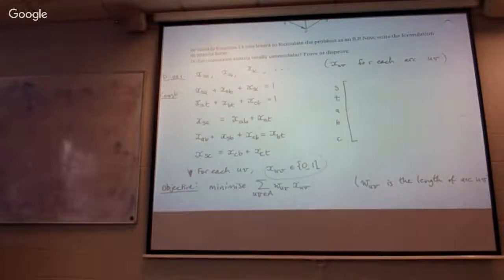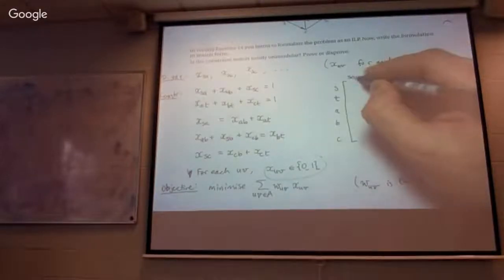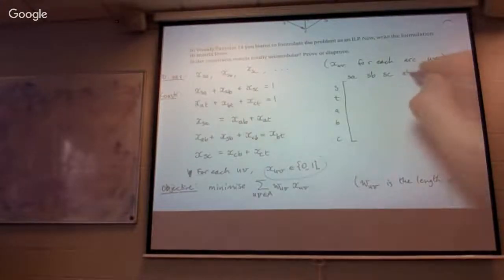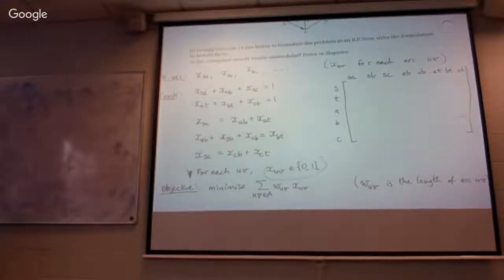And then the columns correspond to decision variables, and we said we had one decision variable exactly for each arc. Right. So if I list them here: SA, SB, SC, what else do I have? AB, CB, AT, BT, CT, is that everything? There's a hole in the paper, so there will be a hole in the matrix. This will need to go here. Okay.